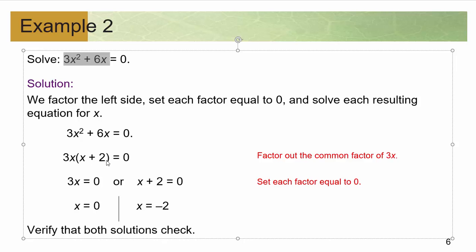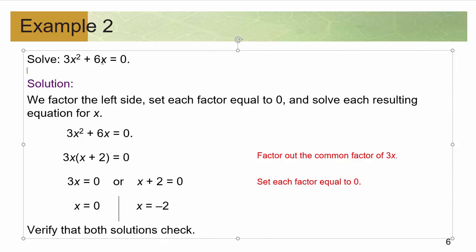So it factors very simply as these two things, and then we know each of the factors, we set them equal to 0. So either 3x equals 0, which means x equals 0, because I divided both sides by 3, or x plus 2 equals 0, and then I subtract 2 from both sides, and I get x equals negative 2.